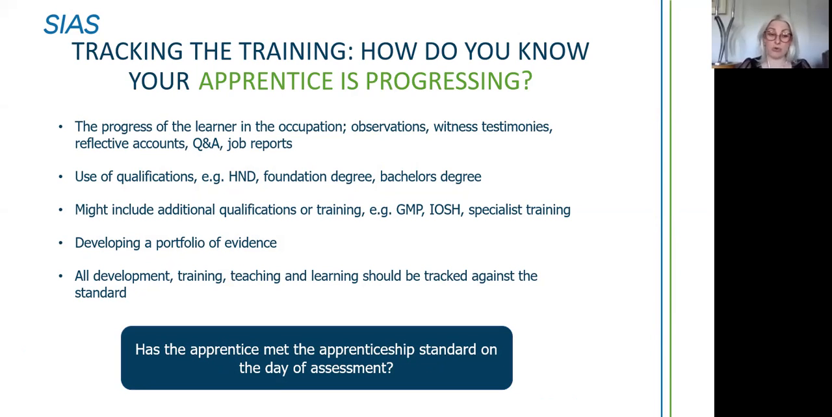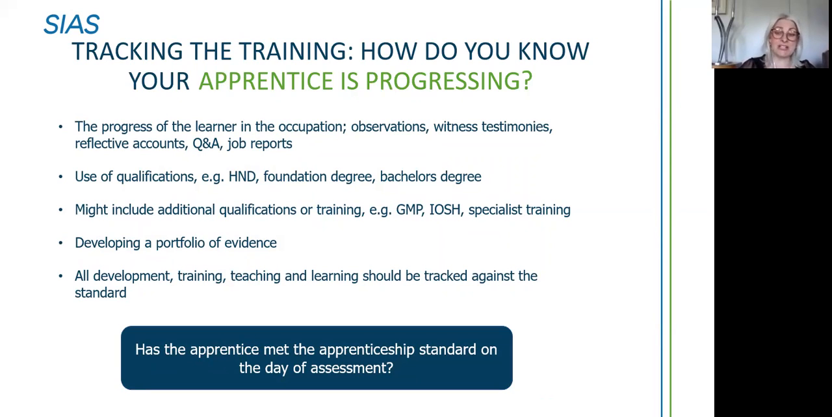Well, if you're a provider or you're a college, you might have been on site with the learner in the organisation. You might have done some observations. You might have had potential RAs do witness testimonies. Apprentices might have written up reflective accounts, completed some Q&As, done some job reports. Obviously, we've got the use of the qualifications, and there's a variation in there. So remember, we've got the HND or a foundation degree or a bachelor's degree. And obviously, as your apprentice progresses through, they might have completed assessments, they might have sat tests, and you might think, yeah, actually, they're on track, they're doing good. You might have had some additional quals or training in there, okay? So you might have had some GMP training or some IOSH training, anything along the lines of that.